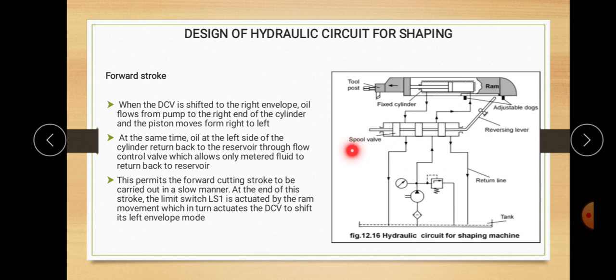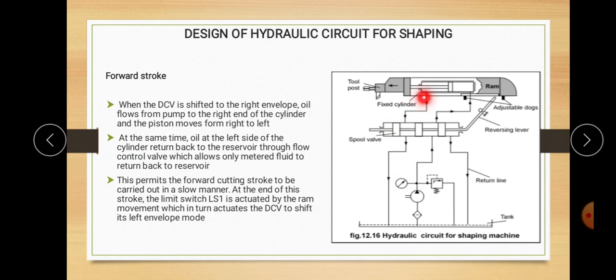This is called a spool valve. The internal structure of the spool valve is clearly seen. After the spool valve, a double acting cylinder with a single rod is placed. In the double acting cylinder, the tool post and the ram are set up. So this also has forward and backward actuations. As we saw in the planer machine, the same concept is carried out here.